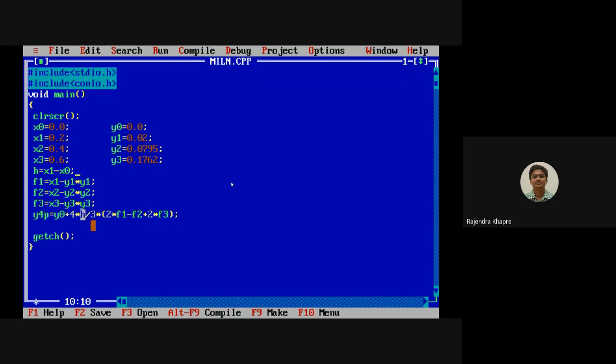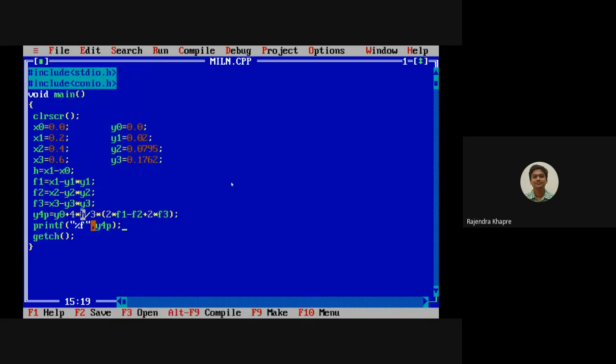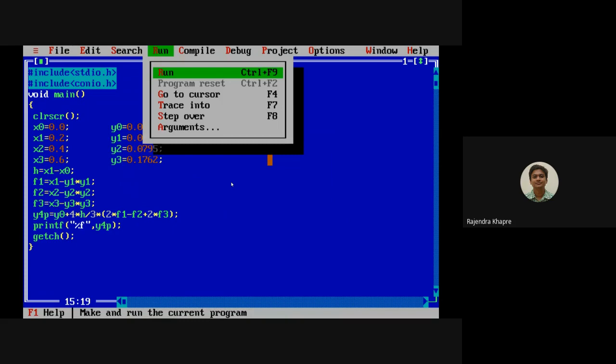All values are known to me, so I can easily just print the value of y4 predicted. So printf %f, and here I'm going to write y4 predicted value. Let me save this. It's a very simple straightforward sequential program. So let me execute this. I hope there are no errors.